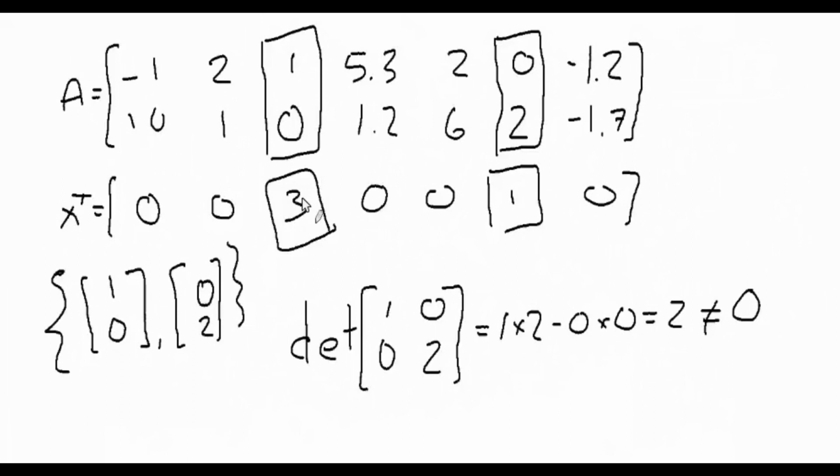X is feasible, and X is a solution. Therefore, we've satisfied the 3 criteria for X to be a basic feasible solution.